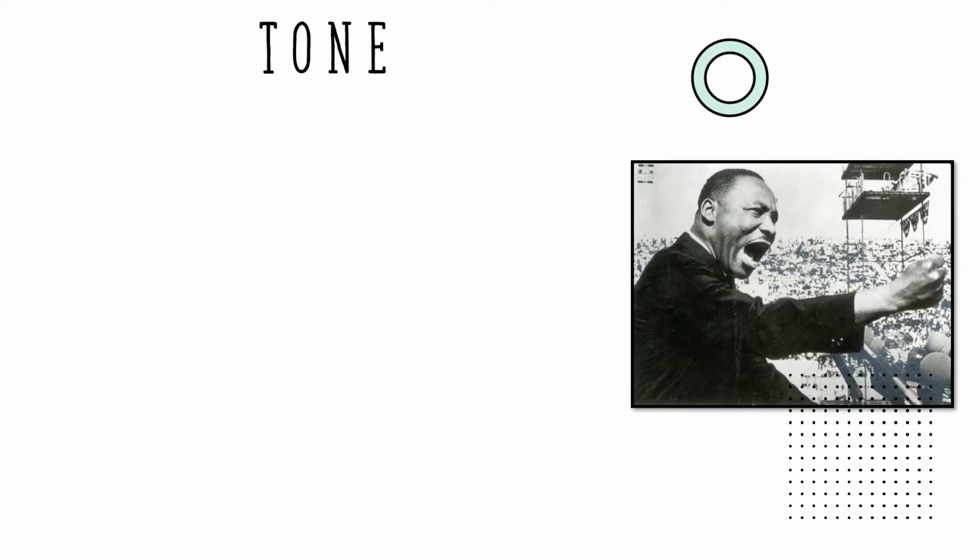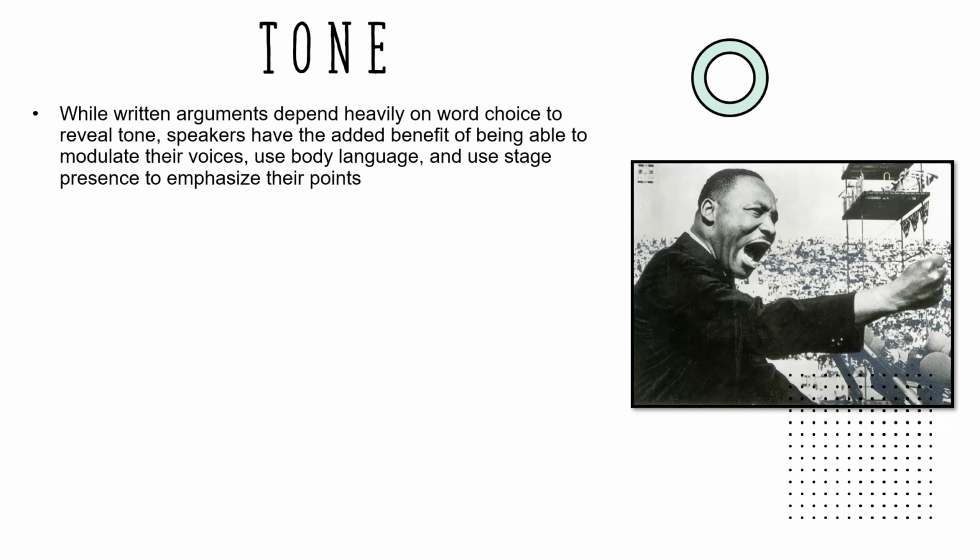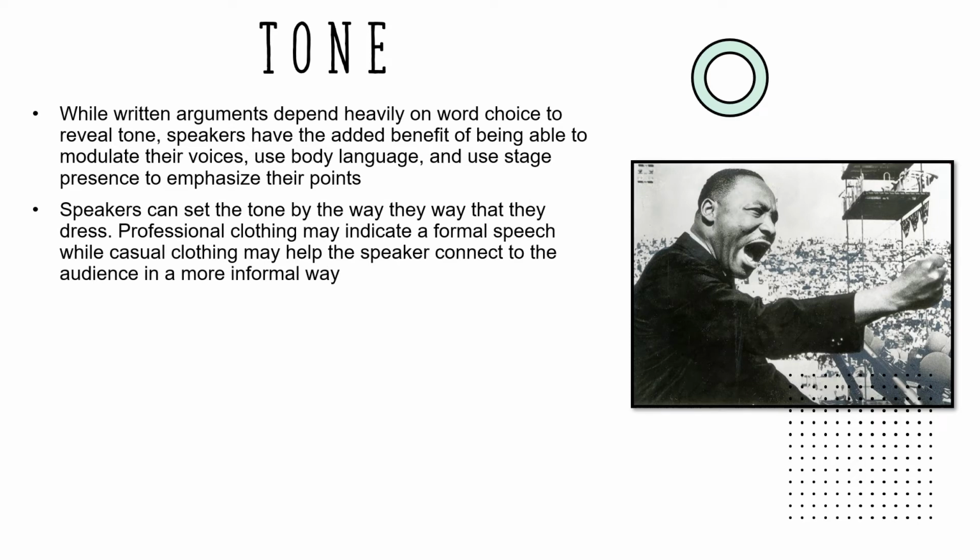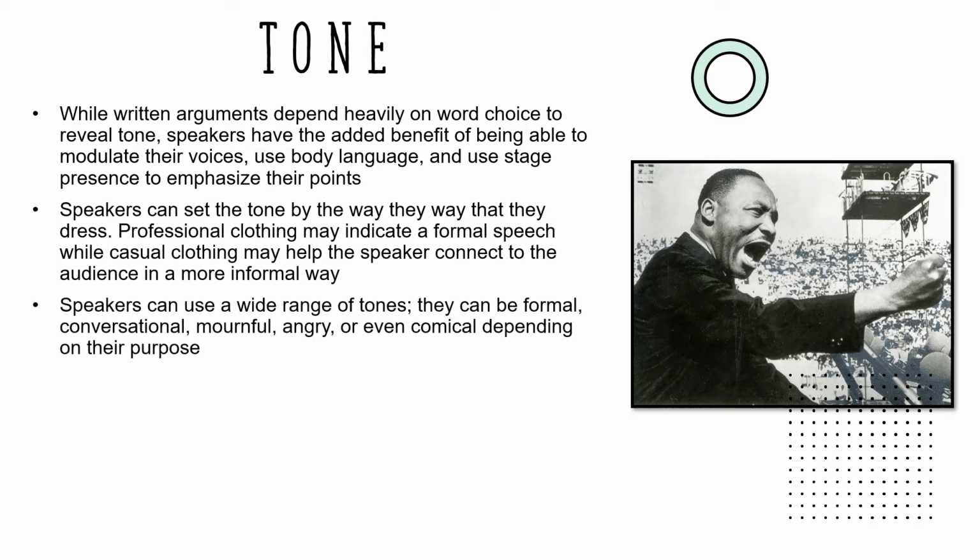Like written arguments, speeches also use tone to accomplish their purpose. However, while written arguments depend heavily on word choice to reveal tone, speakers have the added benefit of being able to modulate their voices, use body language, and use stage presence to emphasize their points. In addition, speakers can set the tone by the way that they dress. Professional clothing may indicate a formal speech, while casual clothing may help the speaker connect to the audience in a more informal way. Speakers can use a wide range of tones.